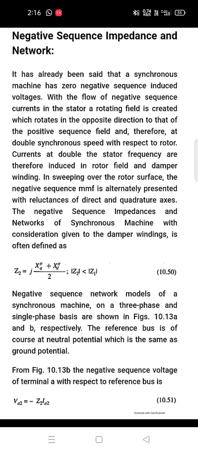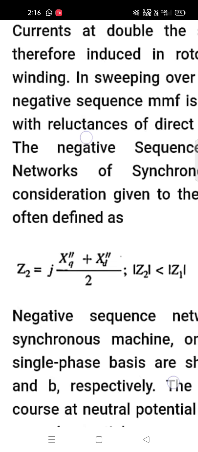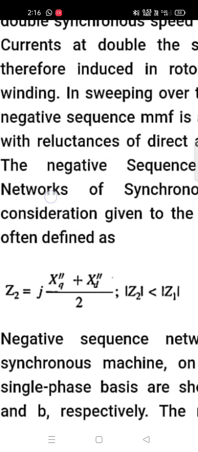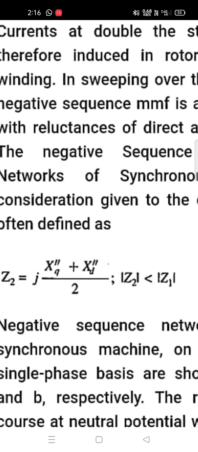In sweeping over the rotor surface, the negative sequence MMF is alternately presented with reluctance of direct and quadrature axis. The negative sequence impedance and network of a synchronous machine, with consideration given to the damper winding, we can define like this. Here Z2 is the negative sequence impedance, and it is the summation of Xq'' plus Xd'' divided by 2. Here Z2 is less than Z1. Z1 is positive sequence impedance. So negative impedance is less than positive impedance.